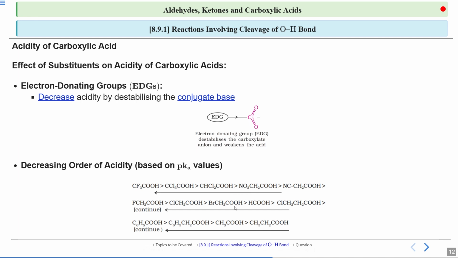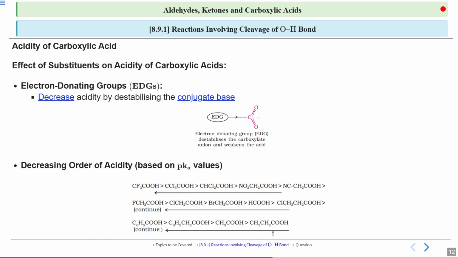Now if I talk about simple alkyl groups, like CH3 or C2H5, they are electron donating. Because they are electron donating, they are considered the weakest acids. And look over here at phenyl, which is C6H5COOH. This is weaker than formic acid, because C6H5 donates electrons through resonance into COO-, which destabilizes it. So CF3COOH is the strongest and CH3CH2COOH is the weakest, because this alkyl group donates the electron density.